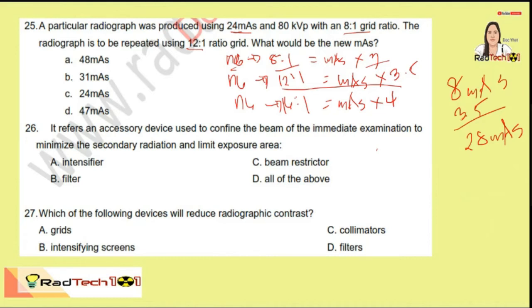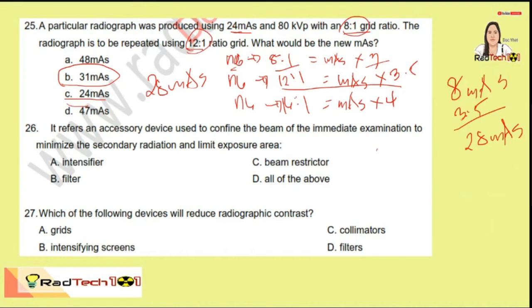Nagkamali na ako ng lagay ng choices. Walang 28, so yung pinakamalapit is 31. Hindi kasi pwedeng 24 kasi sa 24, ginamit na siya sa 8 is to 1. Since gumamit tayo ng mas mataas na grid ratio, dapat yung mas mataas din sa 24. So, 31 yung pinakamalapit. Pero again, actually, that is 28 MAS. So, we have 8 from no grid multiplied by 3.5, which is a constant value, so 28.